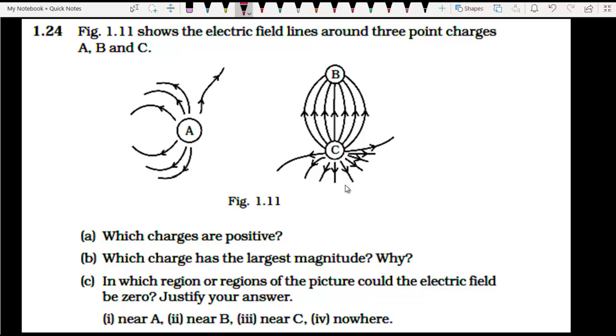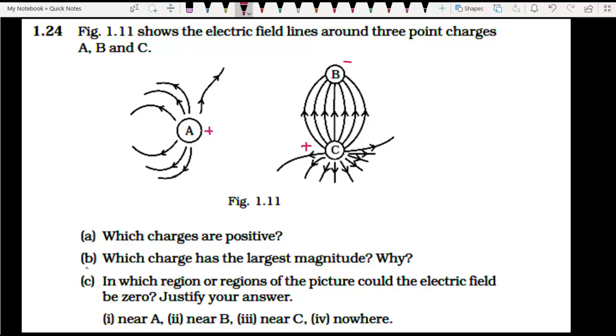Now from the knowledge of field lines, we know that field lines start from positive charge and end at negative charge. So the field lines must be coming out of the positive charge. So from this concept, we can say that this charge C is positively charged and this B is negatively charged, and similarly this A is positively charged. So we can say that A is positive, B is negative and C is positive.